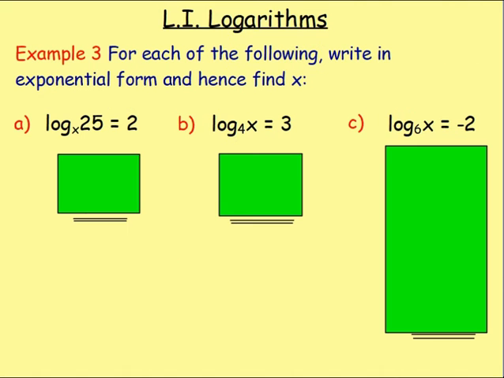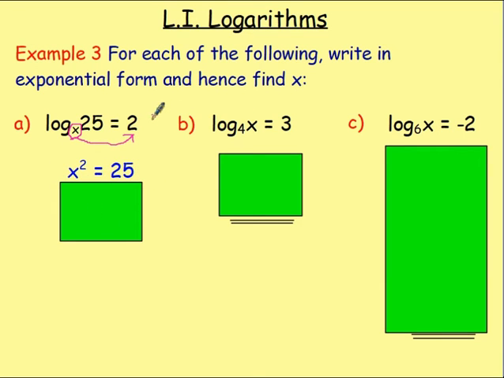Let's try some more. Example 3: for each of the following, write in exponential form and hence find the value of x. So for this one, log base x of 25 equals 2. So this is going to be difficult to work out unless it's in exponential form because we need to think about what this means. So rewriting it in exponential form, you want to find the base, to use base, bottom, top. So the base is going to be x. So we're going to have x to the power of, base, bottom, draw a line to the bottom, we get 2. So it'll be x to the power of 2 equals 25, if you draw that line in at the top as well. So base, bottom, top.